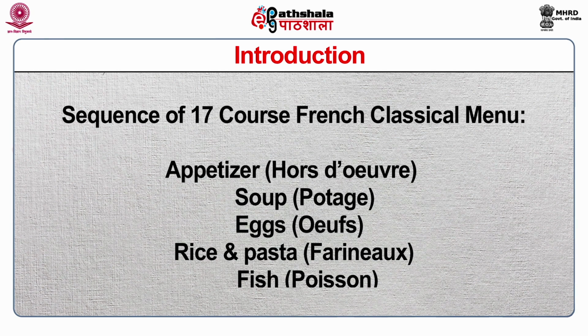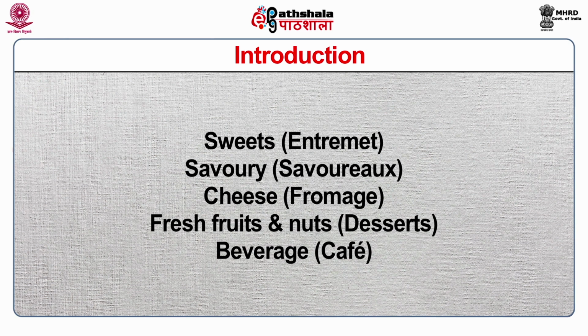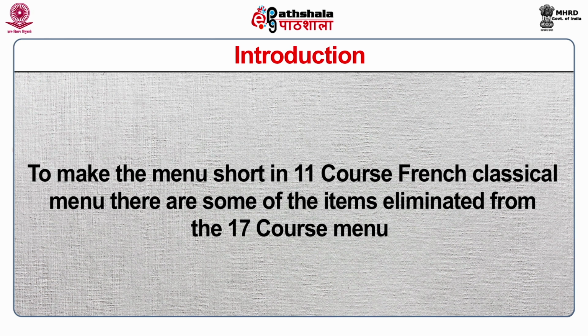The French classical menu contains appetizers, soup, eggs, rice and pasta, fish, entree, sorbet, meat joints, roasts, vegetables, salads, cold buffet, sweets, savoury, cheese, fresh fruits and nuts, and beverages. To make the menu short, in the 11 course French classical menu, some of the items are eliminated from the 17 course menu.